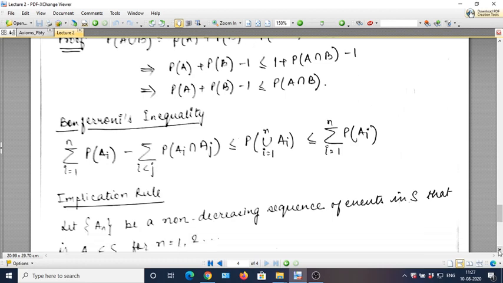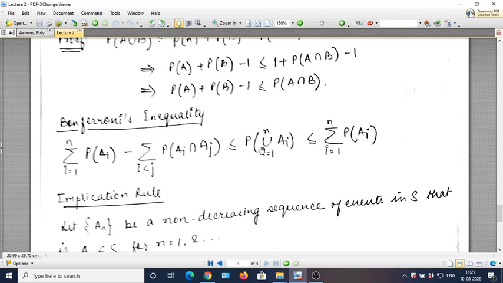Then there is another inequality called Boole's inequality, which follows from our discussion on splitting the probability of the union of i varying from 1 to n of Ai into S1 minus S2 plus S3 and so on. What this inequality tells us is that the probability of the union of an arbitrary collection of n sets is always less than or equal to the sum of all the probability measures of the individual sets.